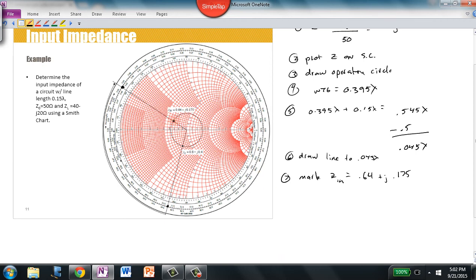Now, that's a normalized impedance. To get back to an unnormalized impedance, capital Zin, we need to multiply by Z0. So in this case, that's 50 times 0.64 plus j0.175, and that gives us an input impedance for the circuit of 32 plus j8.75 ohms.